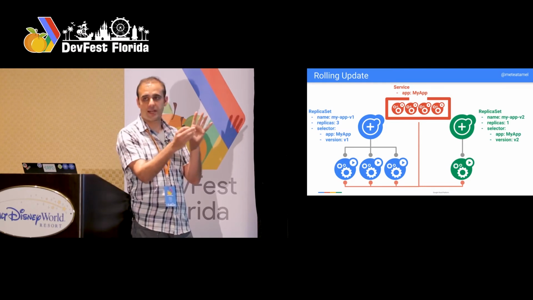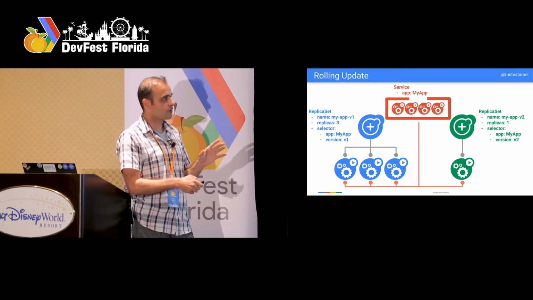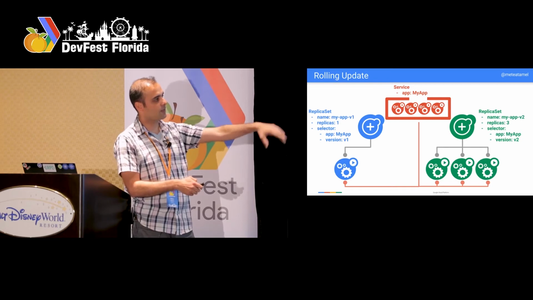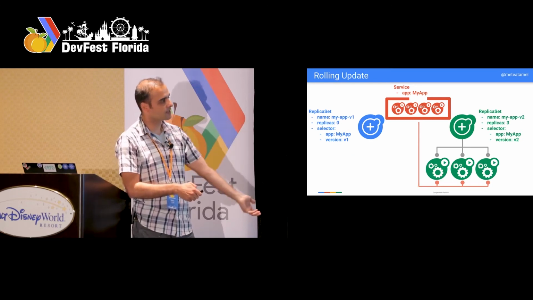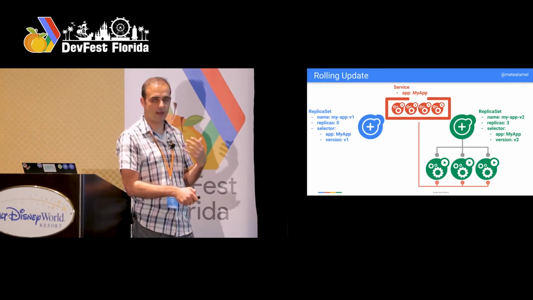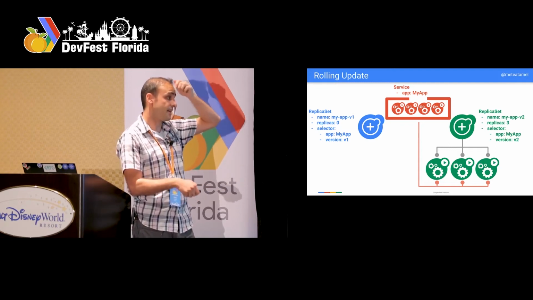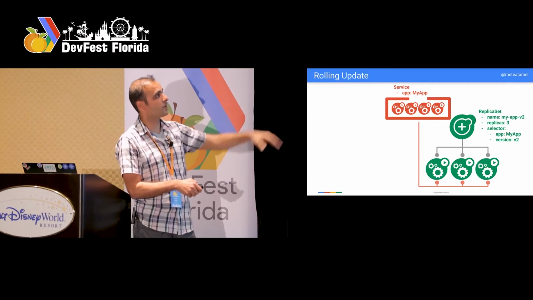So basically, it will create a canary deployment. And if everything is good, then it will take one out here. Then it will add one there. Then it will take one out here. And it will add one there. And just keep going like this until all of the nodes are version 2. And once everything is good, then it will get rid of this replica set.